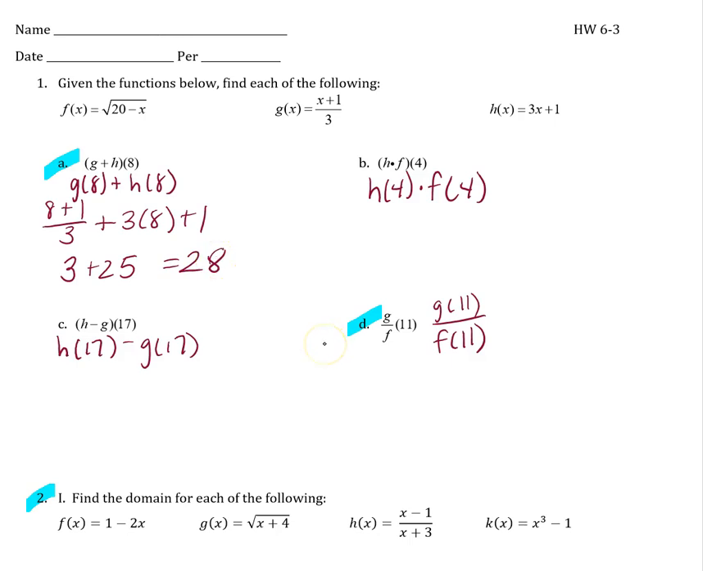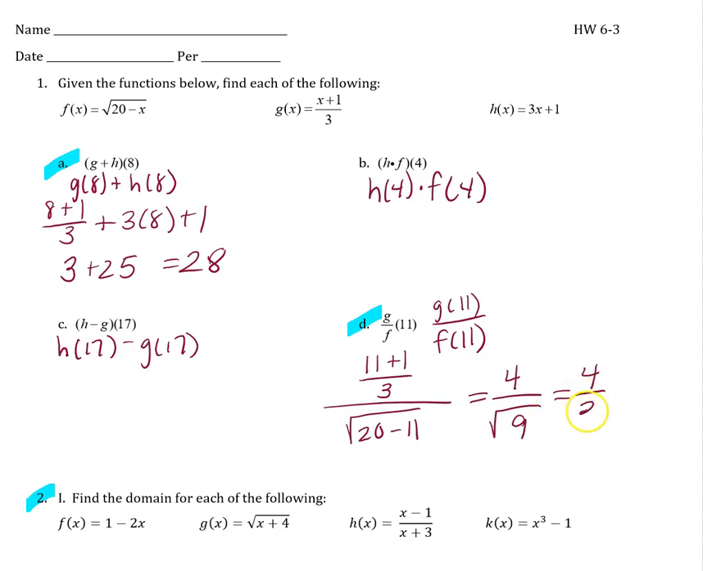If I look at d, okay, so g of 11, g function 11 plus 1 divided by 3, all divided by, looking at the f function, the square root of 20 minus 11. Okay, clean it up. So this is going to be 12 divided by 3, which is 4. And this is going to be the square root of 9. So this is just 4 over 3.